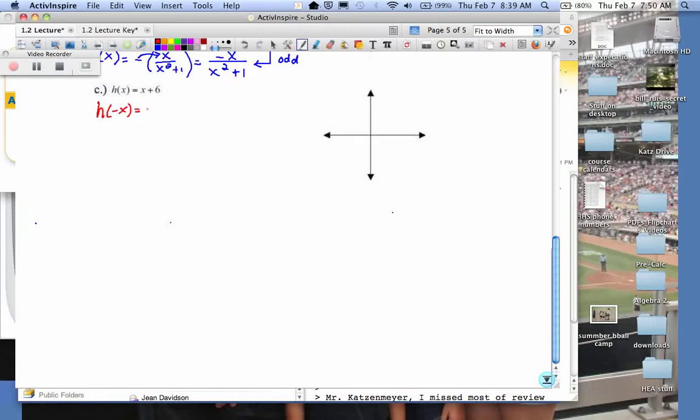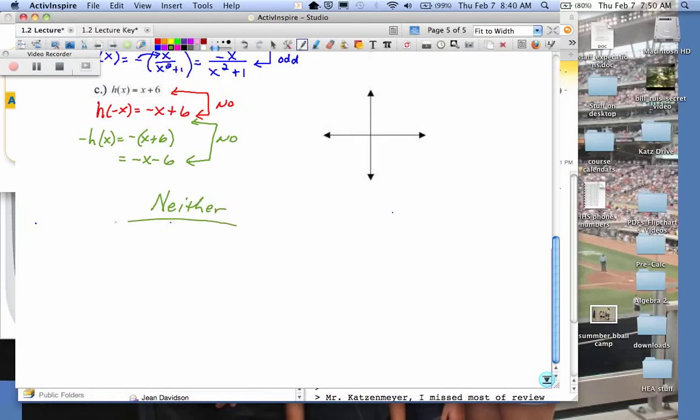H of negative x goes in. Are these two things the same? No. So we're not talking about an even function. We do the opposite of our function, so I put a negative in front of x plus 6, and that turns out to be negative x minus 6. Are these two things the same? Close, right? I mean, they're going to be parallel to each other, but we have plus 6 up there and negative 6, so these are not the same either. So this is not odd, this is not even, it's neither.